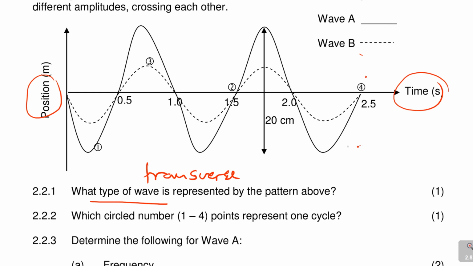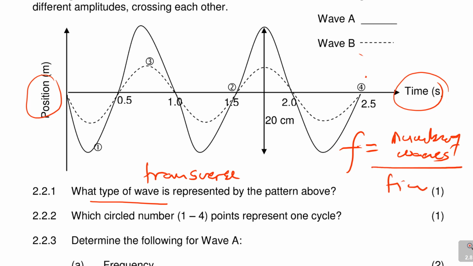Now, with frequency it's a matter of saying frequency is the number of waves divided by time, or you just say frequency is equal to 1 over T, the period. Now period is: look at the full wavelength and how long it took. That is a period. A full wavelength starts from here, you go all the way for A.